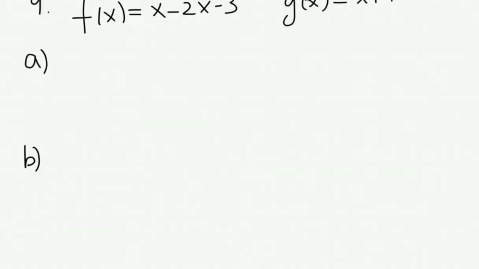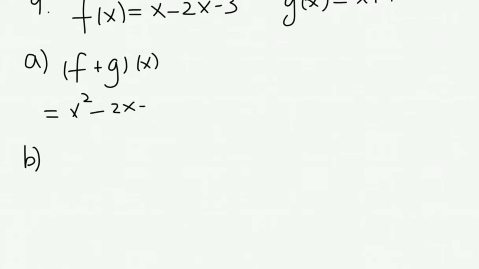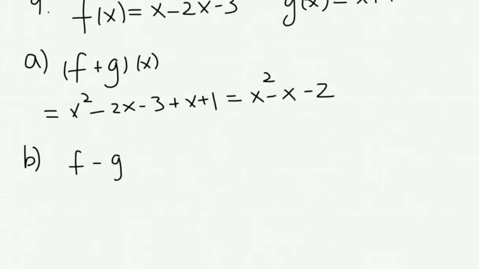Question number 9. You are given two functions, f of x, g of x. First letter A, you are asked to add them together. So how would I do this problem? I will simply take f of x plus g of x. Collect like terms, if there's any, and that's it. Second one, f minus g of x.